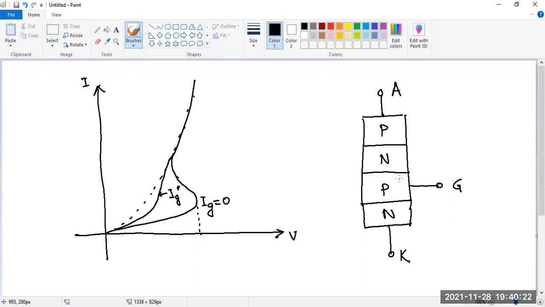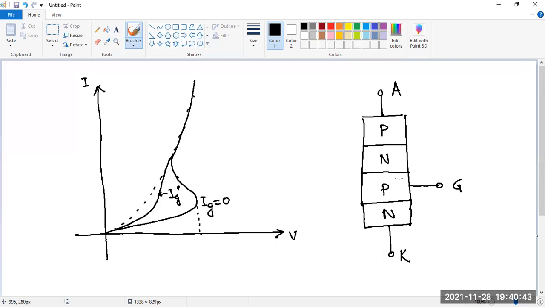Okay, to make it possible, what we have to do, we have to apply a higher voltage so that we can puncture the reverse bias junctions. But it is not done practically because that has separate disadvantages as far as the device is concerned.